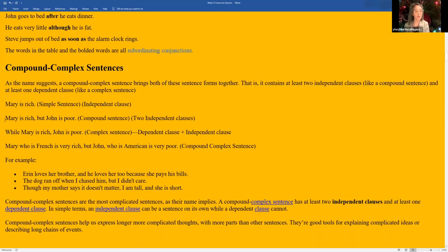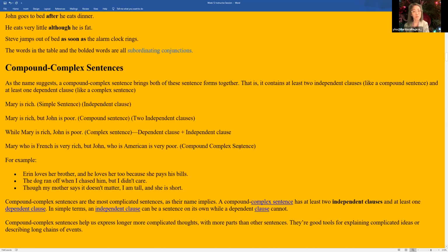And so here you would have Mary is rich. So that is a simple sentence. That is one independent clause. Then if you have Mary is rich, but John is poor. Here you have a compound sentence. Now, if I add in, while Mary is rich, that's a complex sentence. While Mary is rich, John is poor.